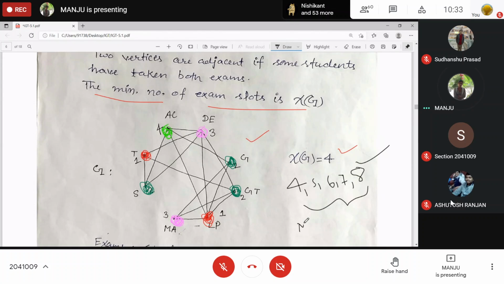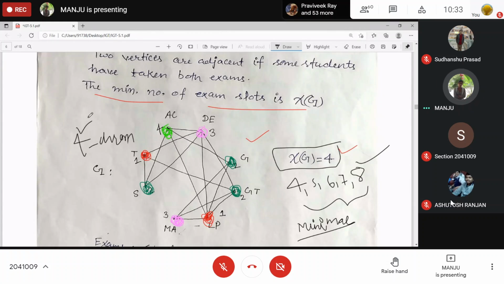Optimal means we are asking for the minimal one. Minimal coloring corresponds to the chromatic number, right? So if any graph is K chromatic, or you can just say this one is 4 chromatic, then this 4 is your optimal proper coloring. Got it?